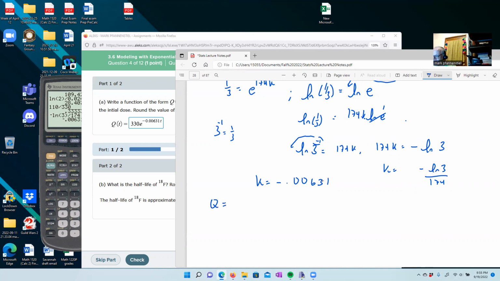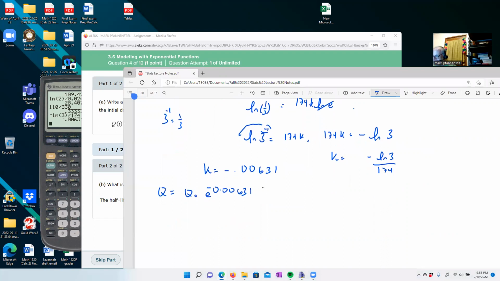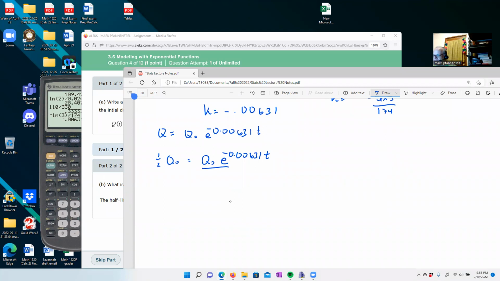So we're going to say Q is equal to Q sub 0 e to the negative 0.00631. So they don't round it, but previous one they rounded it to 5. So okay, I guess we'll work that. And then we have T. Okay, so they said what's the half-life? That's when 1/2 of the original is left. So we have 1/2 Q sub 0 is equal to Q sub 0 e to the negative 0.00631 T, and all we're going to do is divide both sides by Q sub 0.